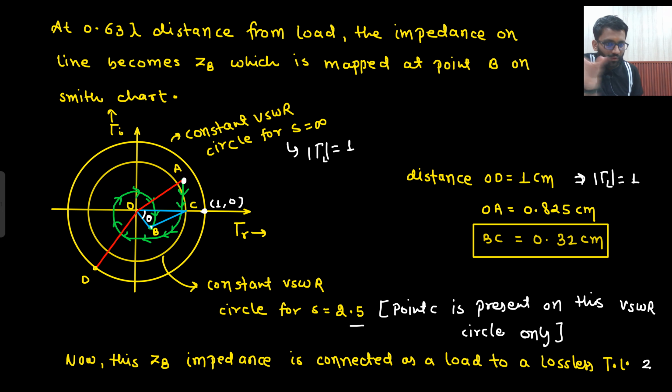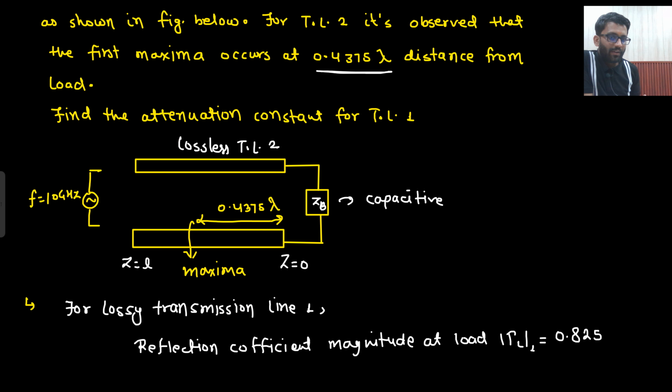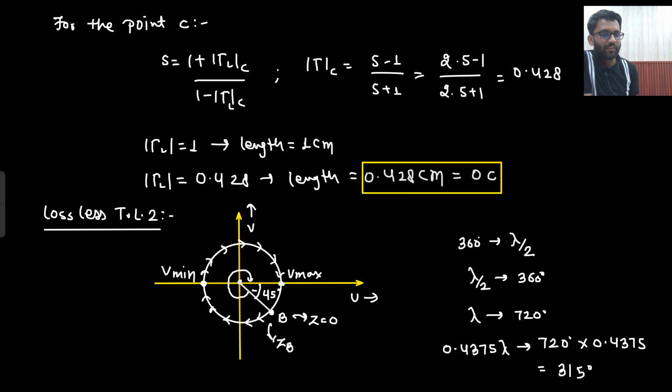I wanted to give you all these points: talk about point C, point A, point B, talk about OD. If OD is 1 centimeter, then how I am defining OA, how I am defining OC, how I am getting OB, how I am getting that angle. For getting that angle, what did I do? I connected the transmission line to a lossy one, to a lossless one, then 0.4375. With respect to that, we can draw a constant VSWR circle. So the constant VSWR circle concept is also used here. You see how many concepts we have used here, right?